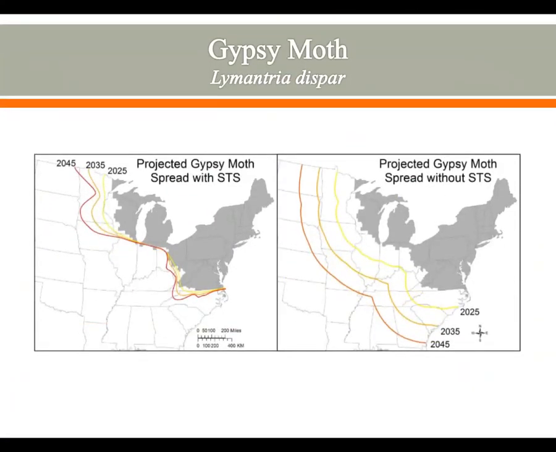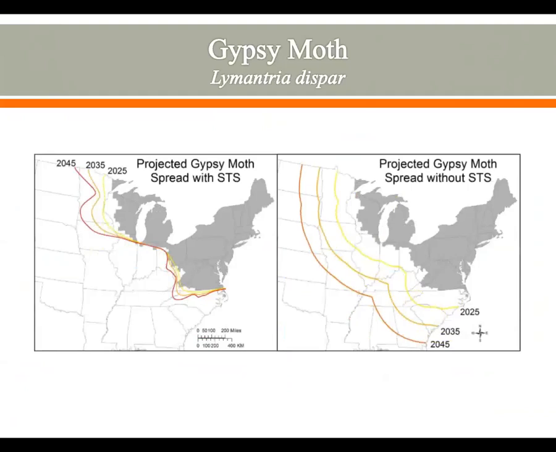To give you some idea what would happen if we didn't have the STS program, versus what the spread rate would be projected with the STS. The diagram on the right is the projected spread without the Gypsy Moth slow spread program. As you see, it would pretty much by 2045 take out all that 70% of the hardwoods that we are trying to protect.